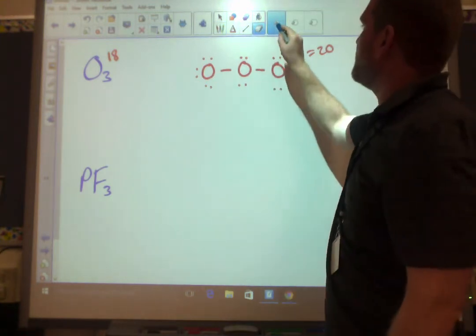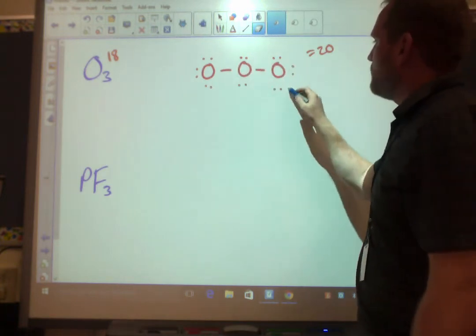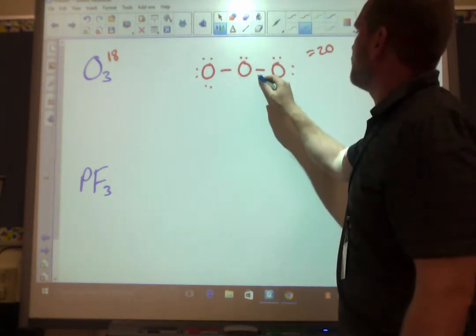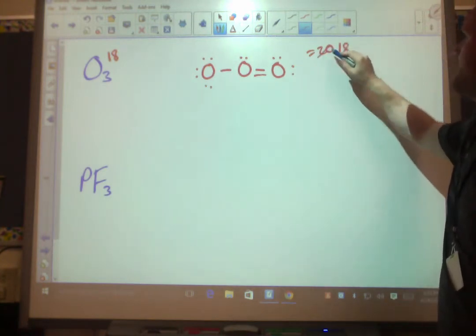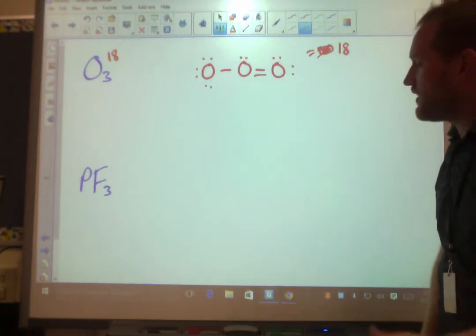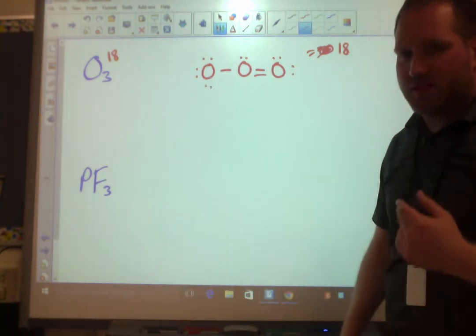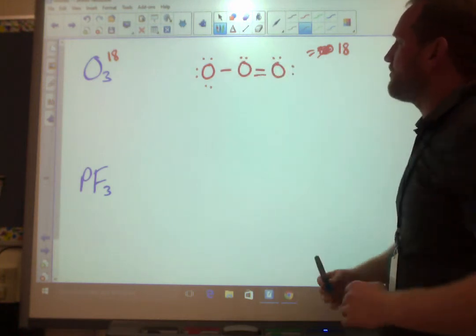One of these gets turned into a double bond. It doesn't matter which one you choose. I'm just going to choose this one. And that is now our correct Lewis structure. That brings us down to 18. Let's think of the VSEPR shape. If you took a quick look, you might say that's linear. But it's not. Because look, it's in a line, but the lone pair is going to throw it off.